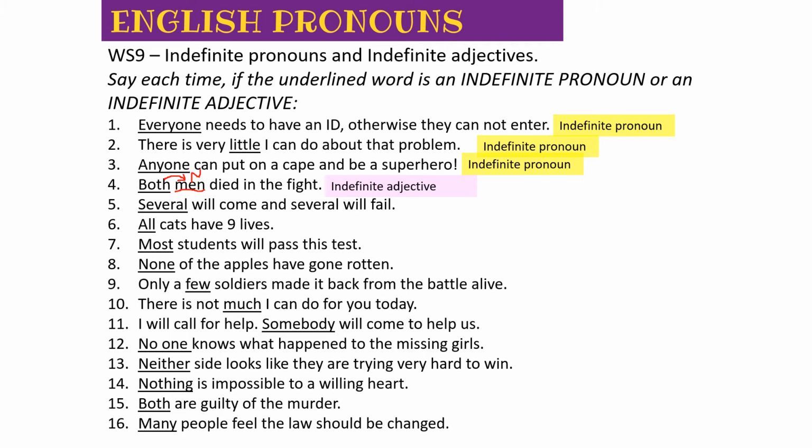Number five, several will come and several will fail. Indefinite pronoun on its own, several. Number six, all cats have 9 lives. Indefinite adjective. Cats is our noun, all is describing the cats. But I don't know exactly how many all is. It says cats, but on its own it would be indefinite.